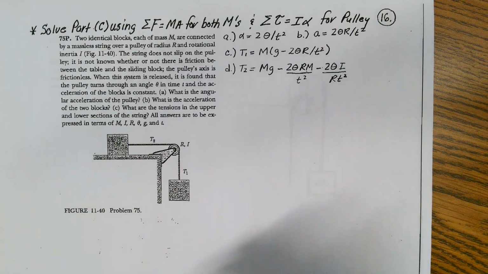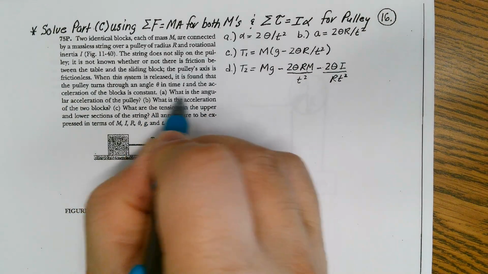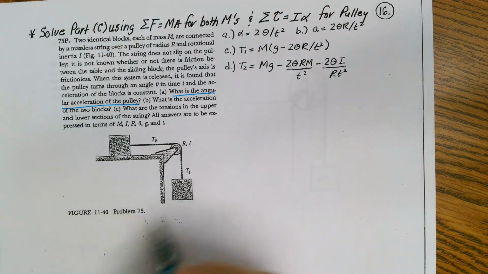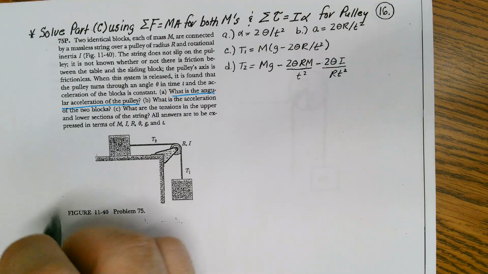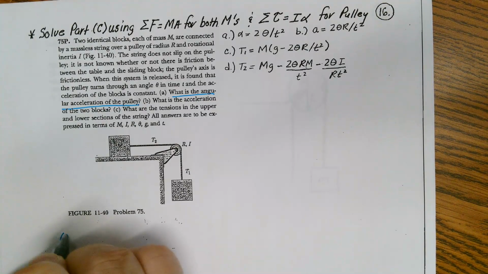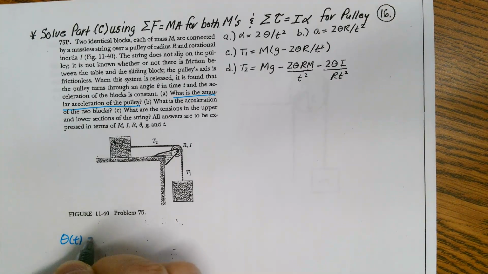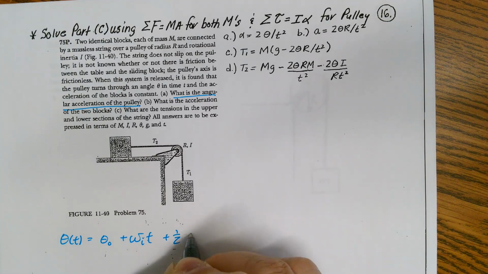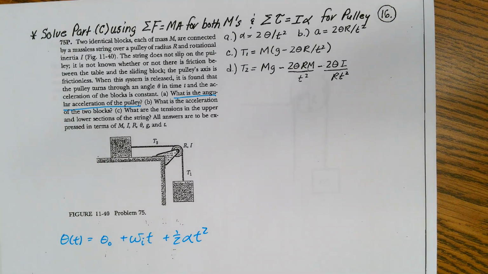All right, so let's take a look. So for part A, they're looking for what is the angular acceleration of the pulley. Now we know since it is moving at a constant acceleration, we could probably say theta of t is equal to theta naught plus omega initial t plus 1/2 alpha t squared, right?